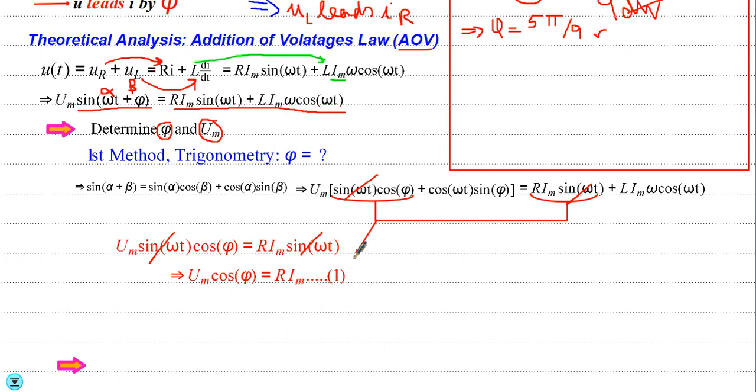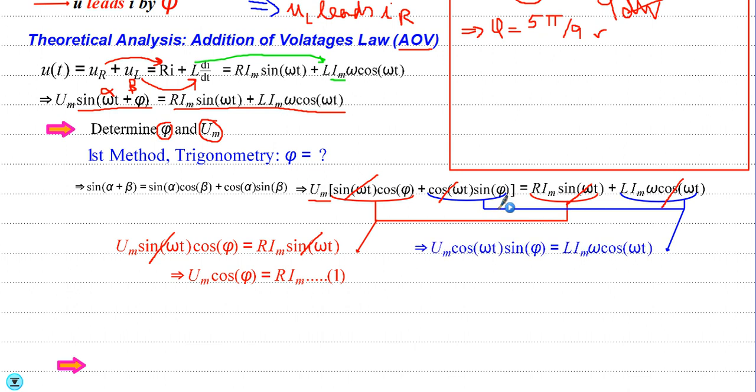What about the second equation? The second equation is, we have here Um cosine omega t sine phi, and we have L Im omega cosine omega t. So cosine omega t and cosine omega t will cancel out. What remains is Um sine phi is equal to L Im omega.